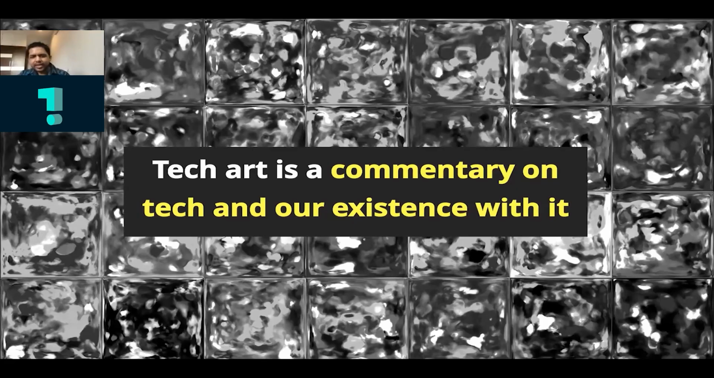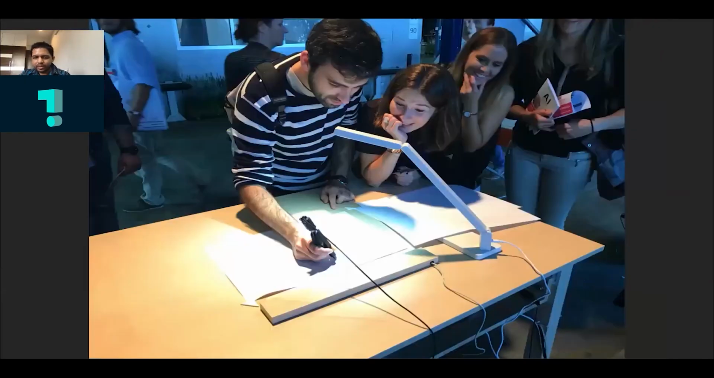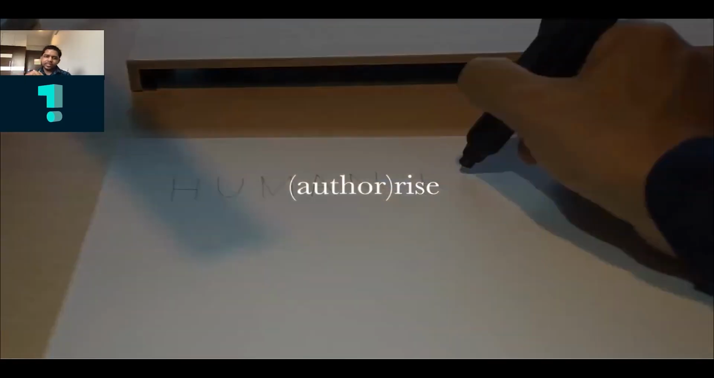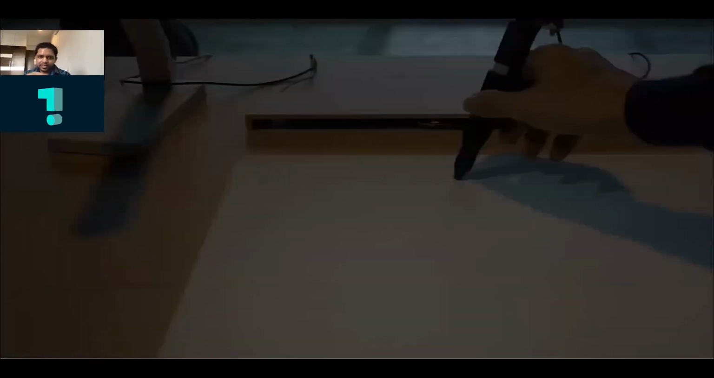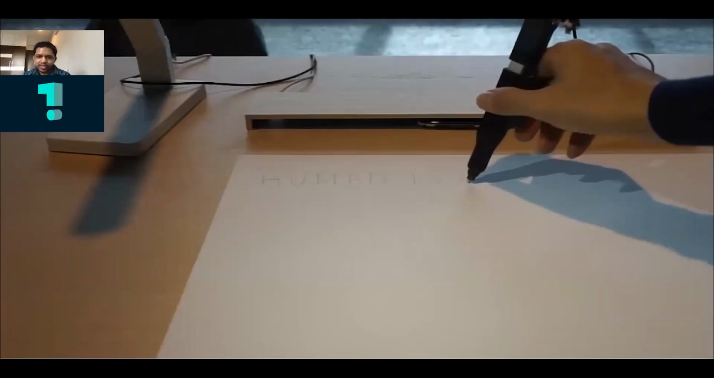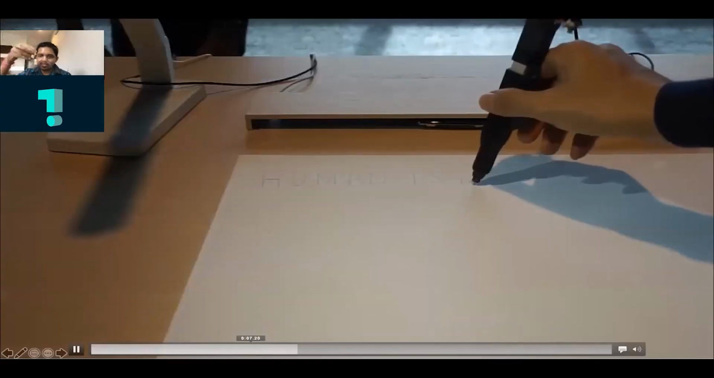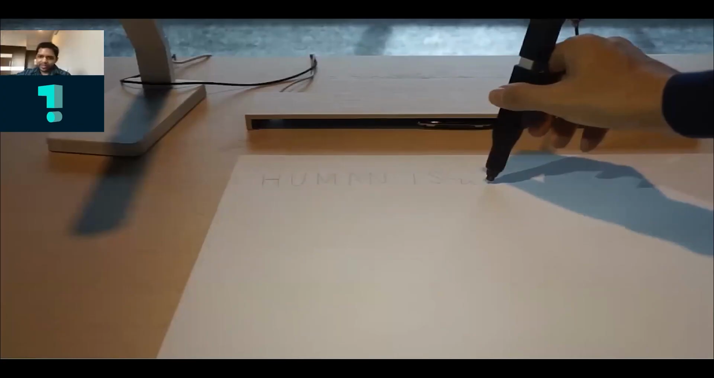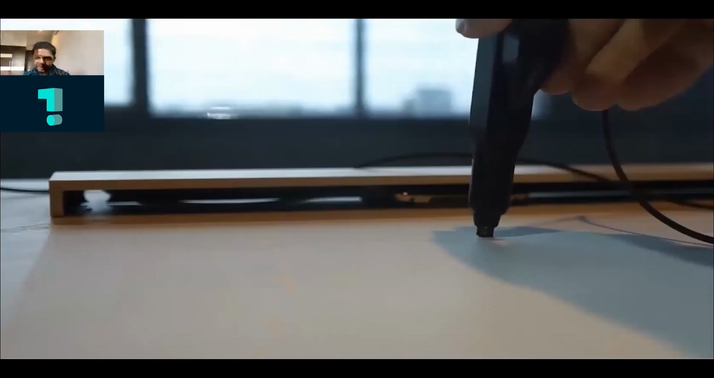And yeah, the last piece of the talk is about tech art being a commentary on our existence with it. For that, one work that I did is called Authorize, which is essentially a writing machine. Someone walks up to this and starts writing something, like this person wrote "human is", but then all of a sudden the machine starts taking control of the human hand. So now the person is just holding the pen and the machine is moving their hand to write something based on a magnetic system under the table.